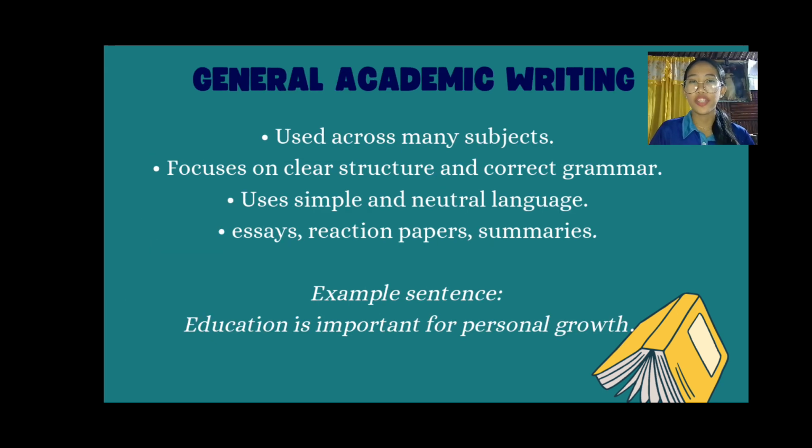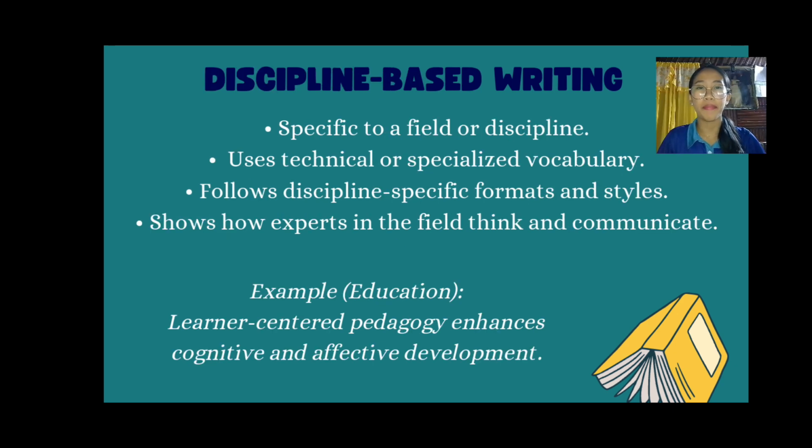Now, when we say general academic writing, it is used in many subjects. From the word general, it focuses on clear structure, correct grammar, and simple language. When we say discipline-based writing, this is specific to a certain field. It uses specialized terms and follows formats used by experts in the discipline.